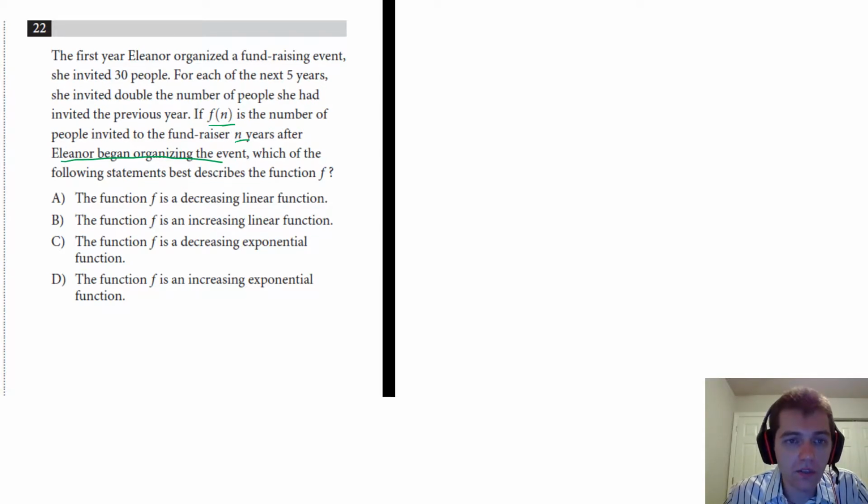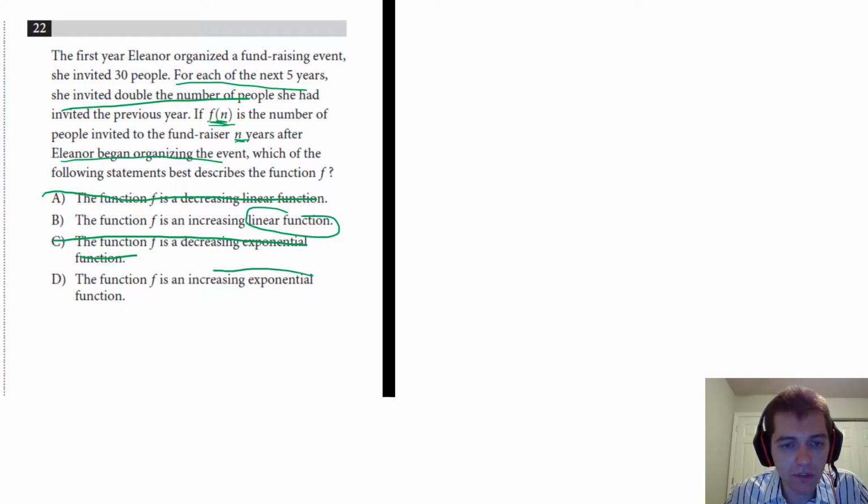So let's start with, in the problem, they're saying that for each of the next 5 years, she invited double the number of people of the previous year. f of n is just how many people in every year. So you know that the number of people she's inviting is increasing, not decreasing. So you can eliminate A, that says decreasing, and you can eliminate C, that says decreasing. Now you're left with only determining whether f is a linear function or an exponential function.